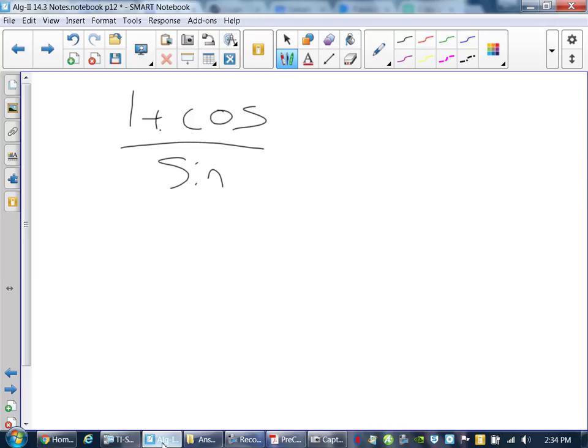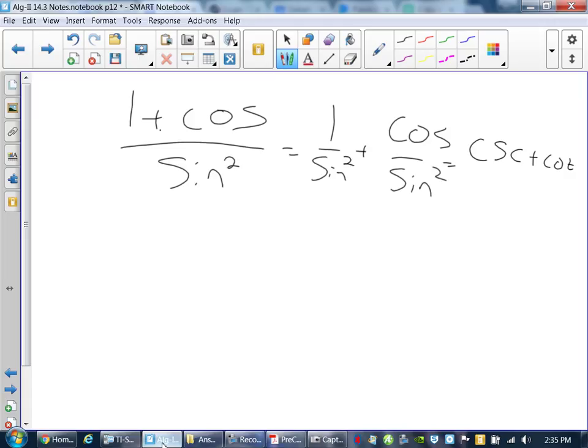Okay? What is 1 over sine? What does this equal? It's cosecant plus what? Cotangent. And that's all you can do. It works the same way if this was squared. You can put a squared here and a squared here and go on and on.